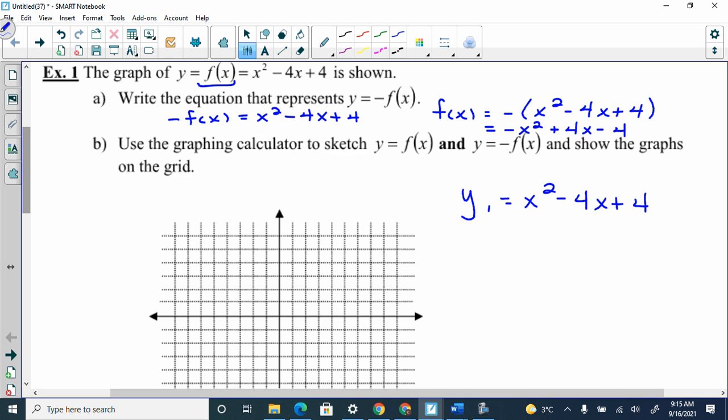I also know I can quickly factor this. If I factor this, I'm going to get (x - 2) squared, so I know I'm going to have a point of tangency at 2. And I know I have a y-intercept at 4: 1, 2, 3, 4. And I also know that parabolas are symmetrical. So if this is 2 over and 4 up, this is going to be 2 to the right with 4 up.